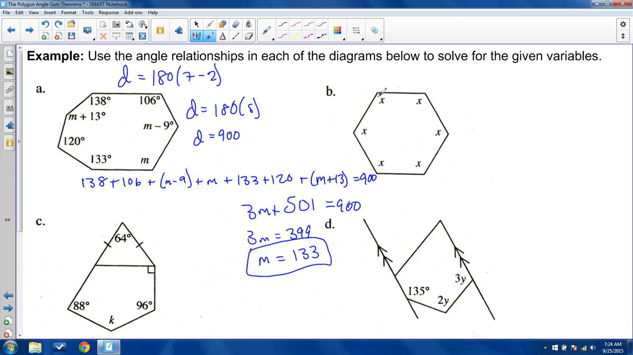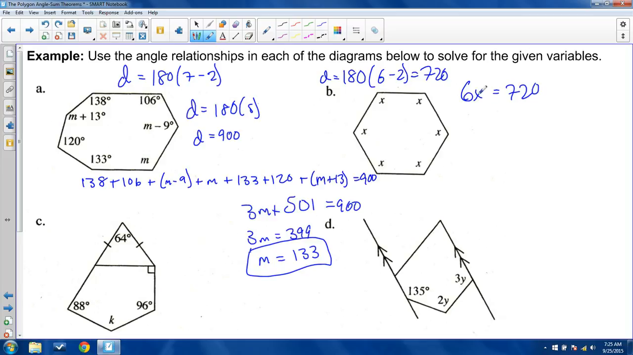Okay, B, I have a 1, 2, 3, 4, 5, 6-sided shape, all of them of angle measure x, so it's an equilateral 6-sided shape. We'll give another name for it in a moment. If there are 6 x's, that's also equal to the number of degrees, which is 180 times 6 minus 2, 180 times 4, that's 720. So 720 degrees in a 6-sided shape.